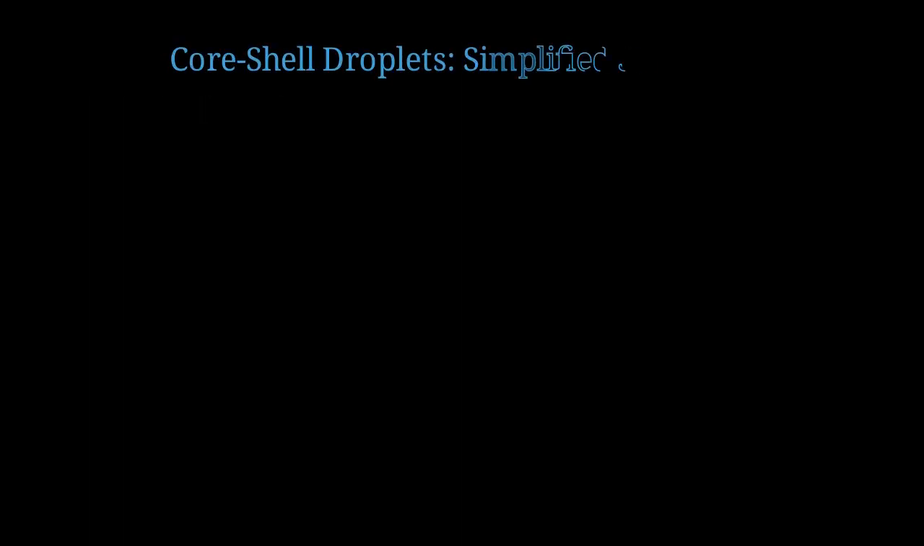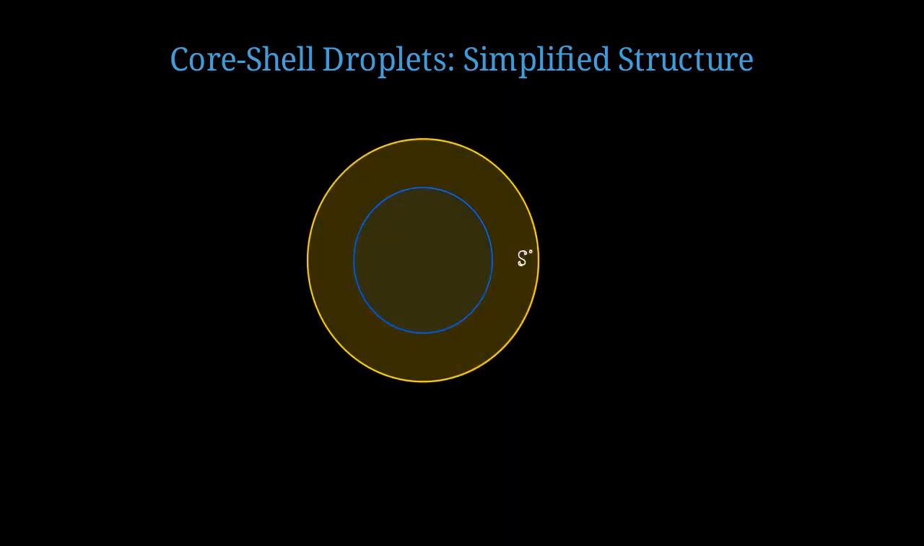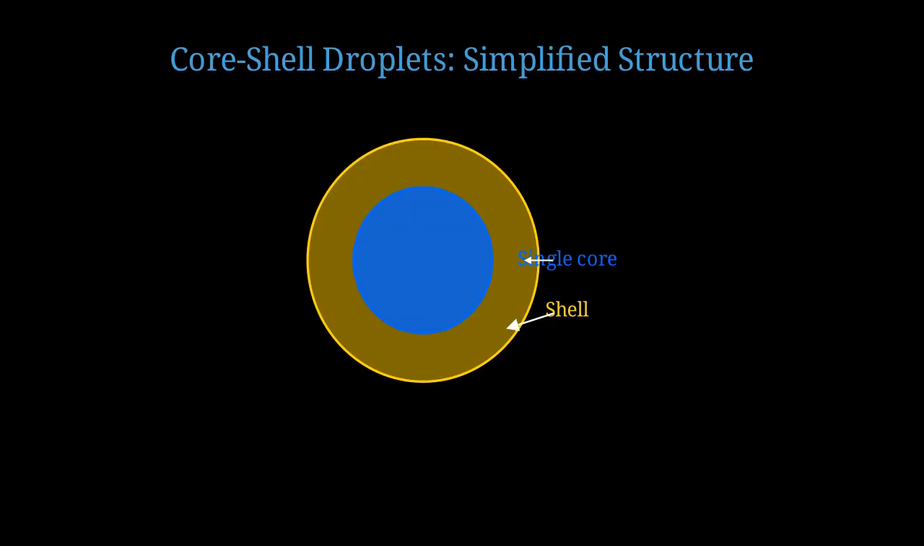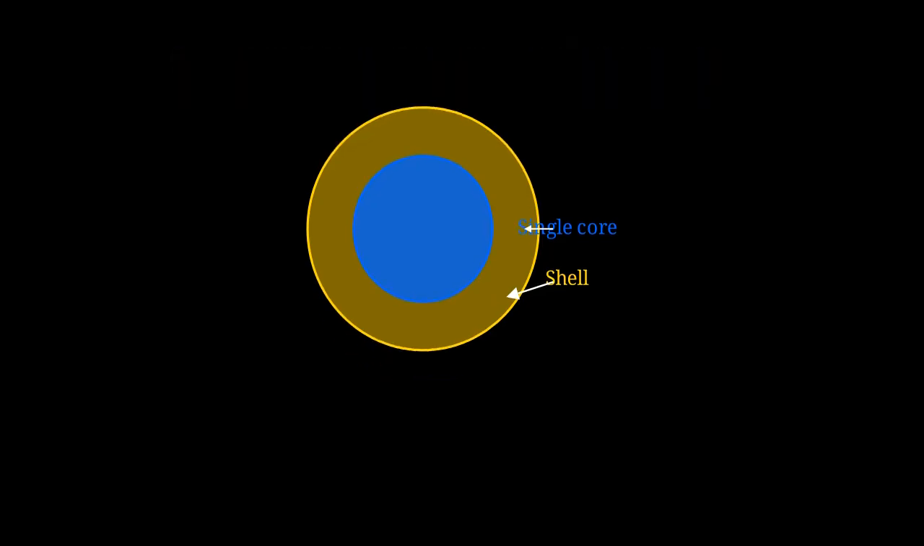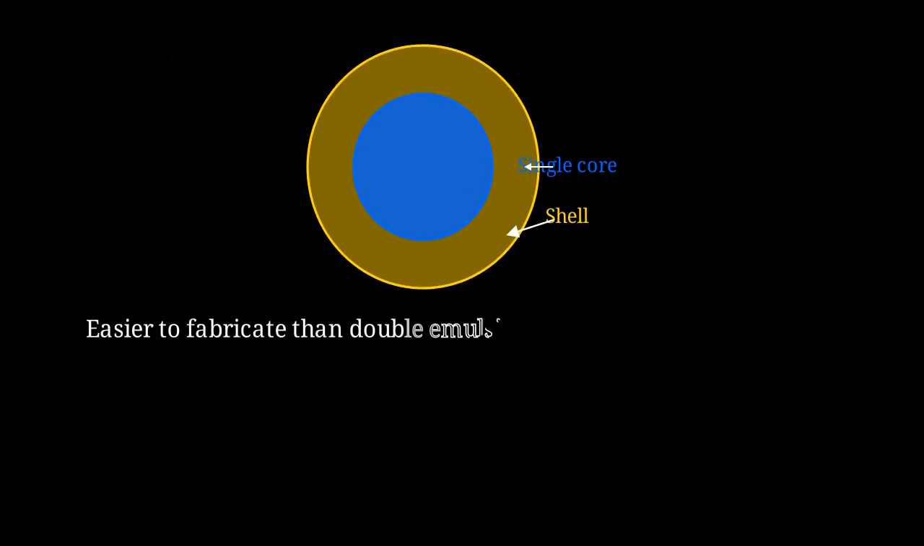Now let's discuss core shell droplets, which are simpler than full double emulsions but still very useful. A core shell droplet has a single core centered in the shell, rather than multiple dispersed cores. This provides a cleaner structure with a single continuous core. Core shell droplets are easier to fabricate because you only need 2 coaxial streams instead of 3. The core naturally centers due to interfacial tension minimization.